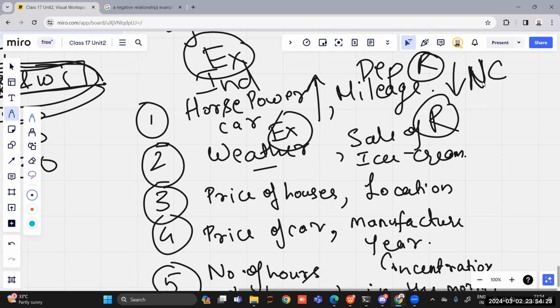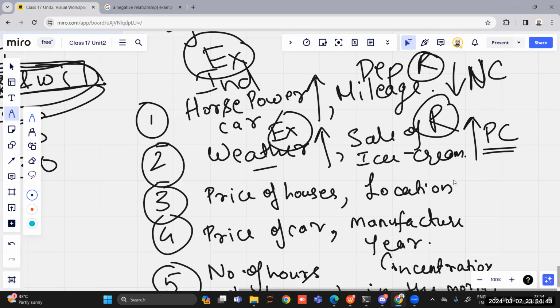Next is weather and ice cream. Technically, if the weather goes up, I mean summer, then the sales of ice cream go up. So therefore, it's a positive correlation. Yes, correct. Next.